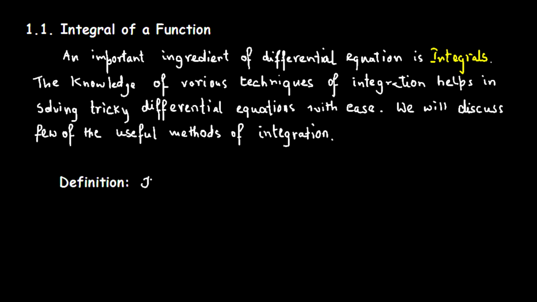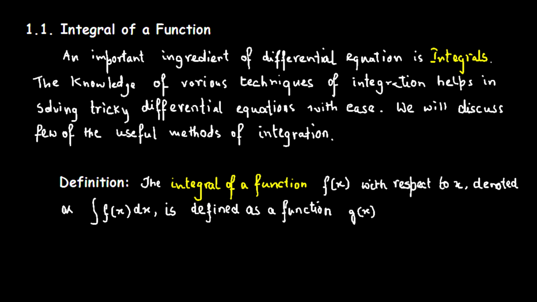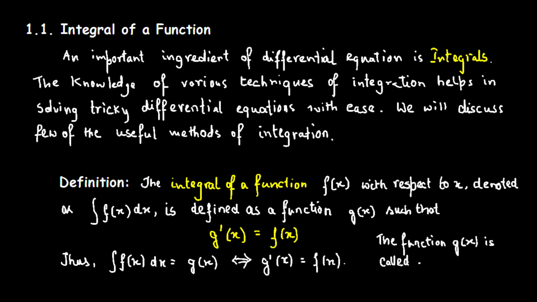Definition: the integral of a function f(x) with respect to x, denoted by ∫f(x)dx, is defined as a function g(x) such that differentiation of g(x) gives f(x). Thus, ∫f(x)dx = g(x), which also implies that g'(x) = f(x). The function g(x) is called an integral of f(x).